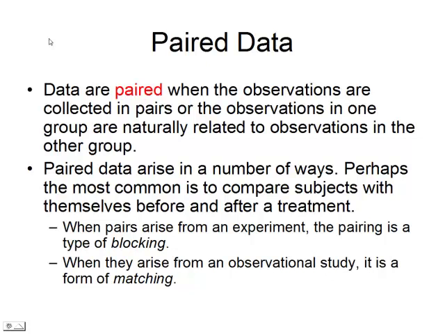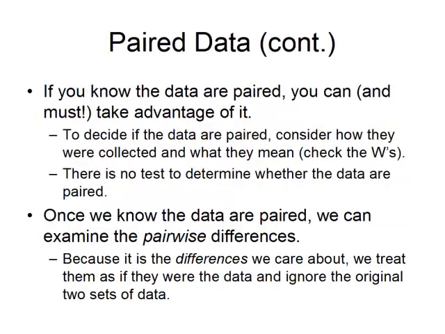Paired data. Data are paired when the observations are collected in pairs or the observations in one group are naturally related to observations in the other group. Paired data arise in a number of ways. Perhaps the most common is to compare subjects with themselves before and after a treatment. When pairs arise from an experiment, the pairing is a type of blocking. When they arise from an observational study, it is a form of matching.